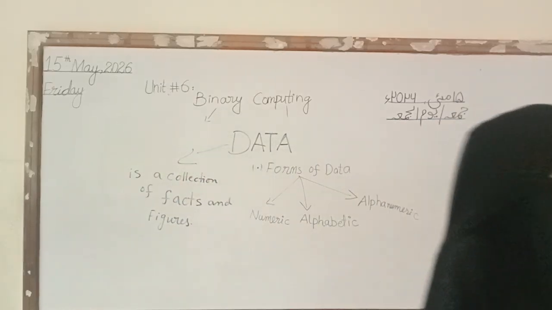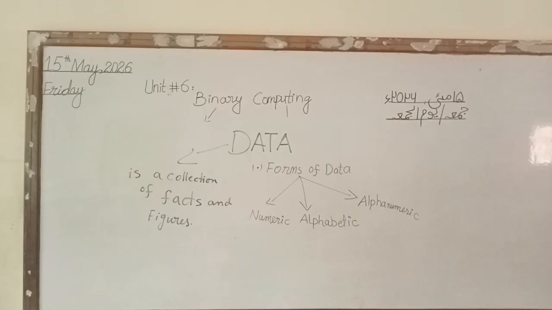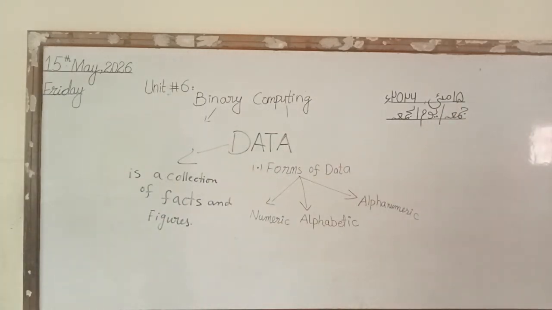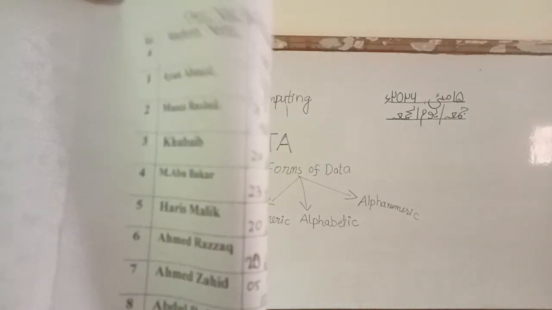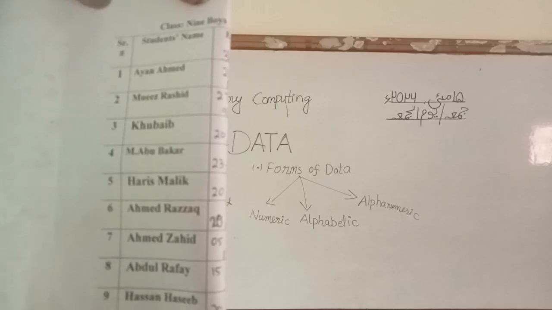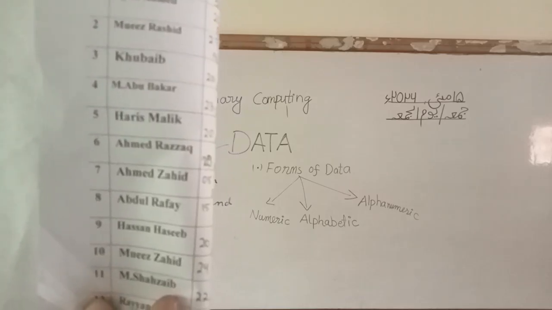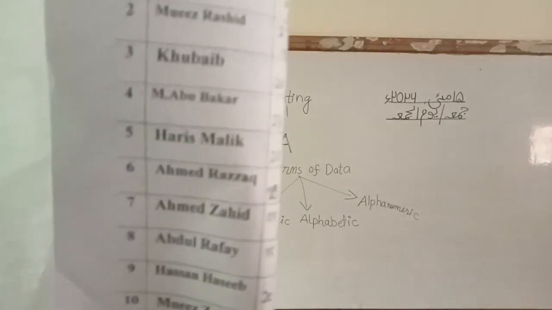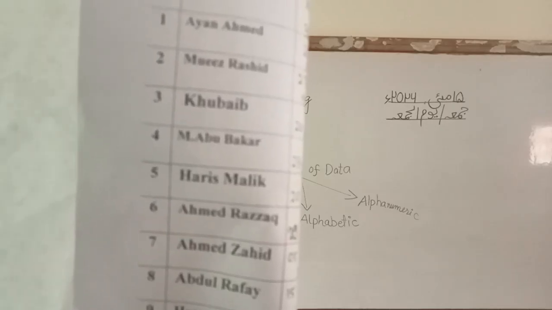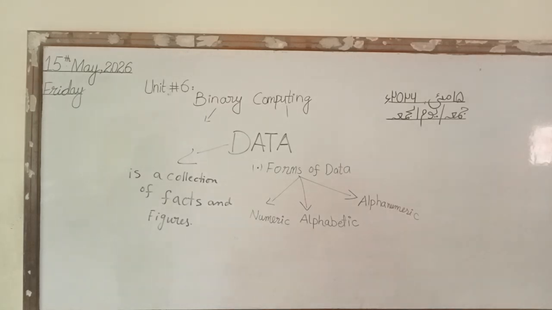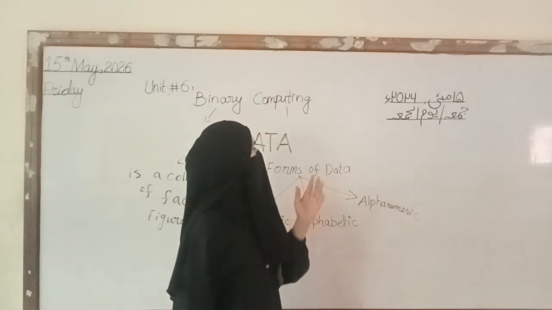As I want to show you something else. So let's see another example. We have these names. So these names are based on which form of data, boys? Alphabetic data. Good. And the serial numbers are, very good, a form of numeric data. But when we combine them like this, it will change into alphanumeric data. So data is based on the three forms.